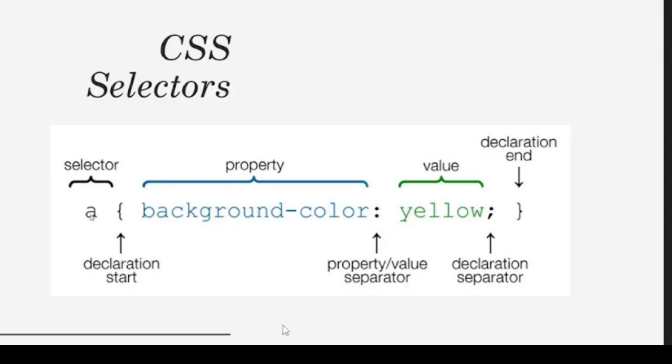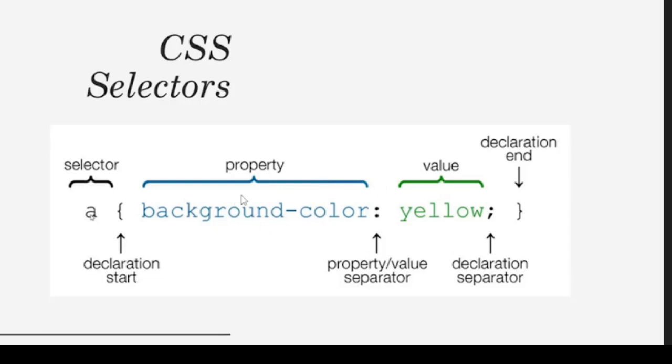Now the next thing I want to teach you here is the CSS selector. So this is basically the structure of a CSS selector. In a CSS selector, we have something like this: A is a selector. It's just like a link. Inside this A, we have a declaration start, which is our curly brace, and a declaration end, which is our closing curly brace. Inside the curly braces, we have something like property and value.